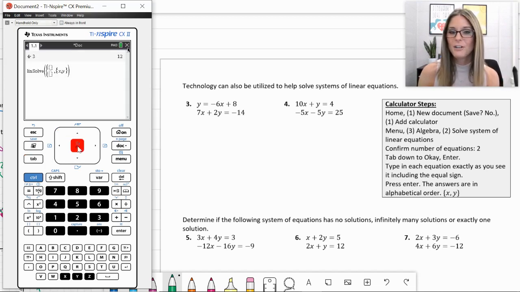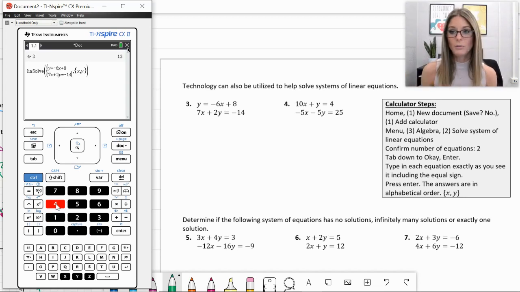All right, number 3 on our notes, I'm going to type that in. Notice my calculator says lin solve, like linear solve, and it gave me 2 little boxes to put each of my equations. Do you see that? How great is that? So on number 3 from our notes, I'm going to type y equals -6x plus 8. I'm going to arrow down to go into the bottom box so I can type 7x plus 2y equals -14.